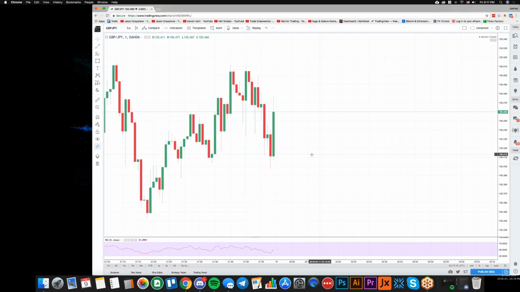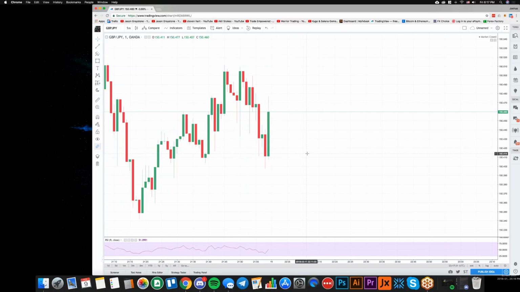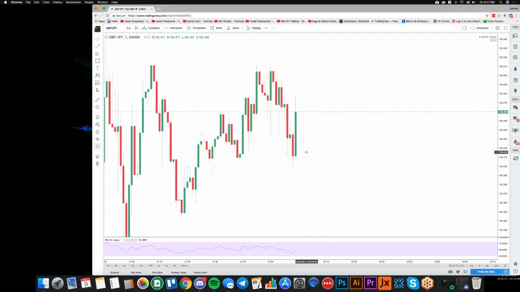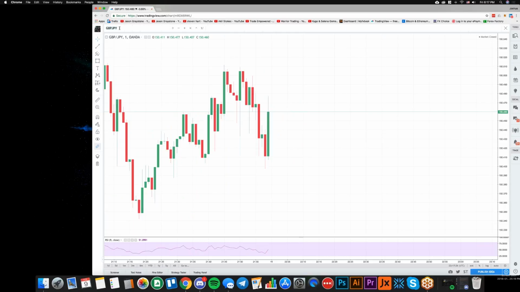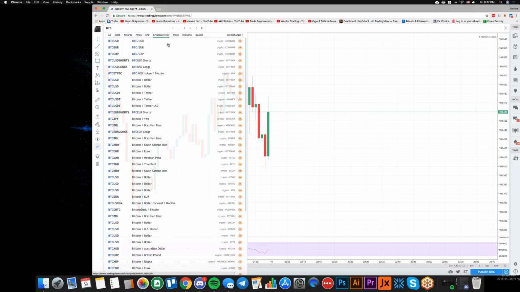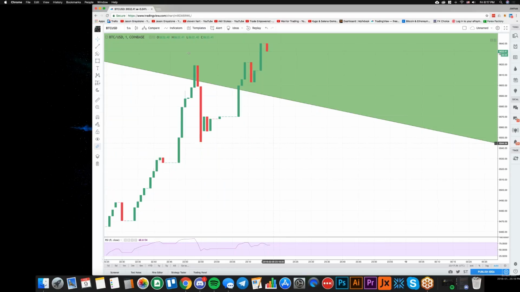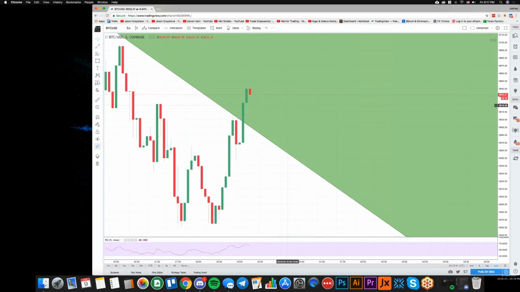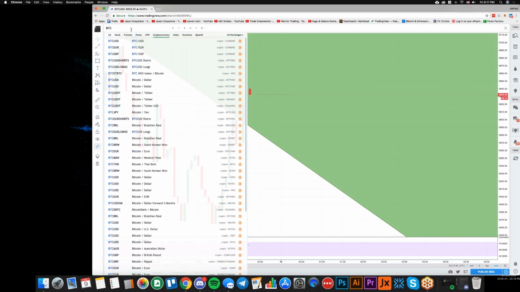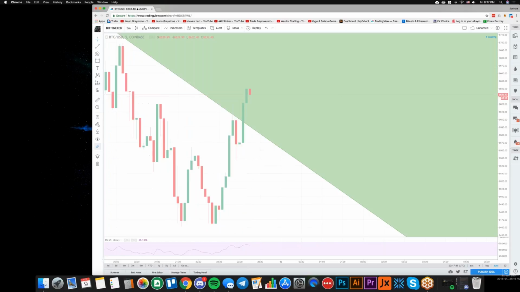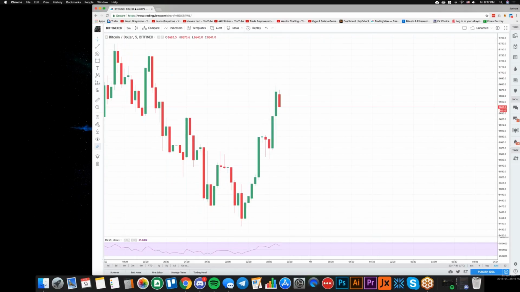It's decreasing in price. So, oh, you know what? These aren't going to move at all because the market's closed. Damn it. I was like, why is it not moving? The Forex market's closed on the weekend. So back to crypto we go. I was just trying to find something that had a little bit more volatility. But that's fine. Anyway. So back to crypto.